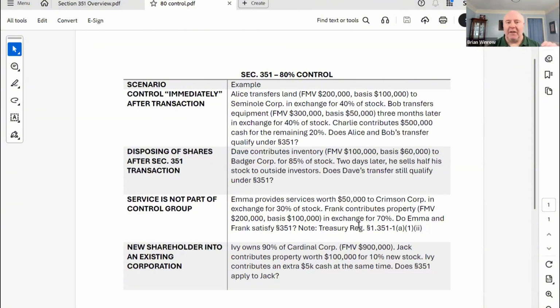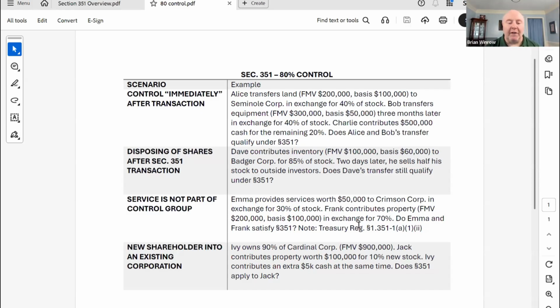So Frank's happy that he's not having to pay taxes right now. It's been deferred till a future period. Okay. So the way you get around it is make sure that the person who's putting in services is putting in at least 10% of their contribution as property. So you look at the value of the services and 10% of that, make sure that they put in at least that much property.